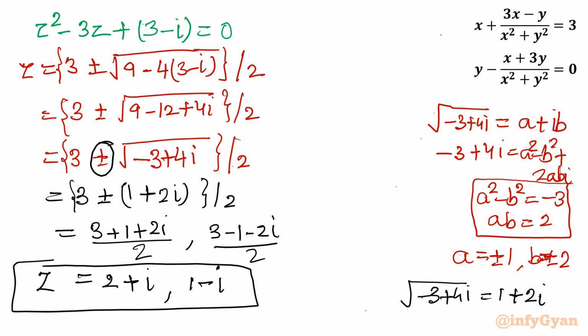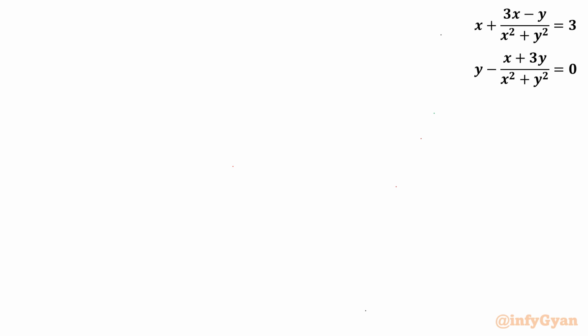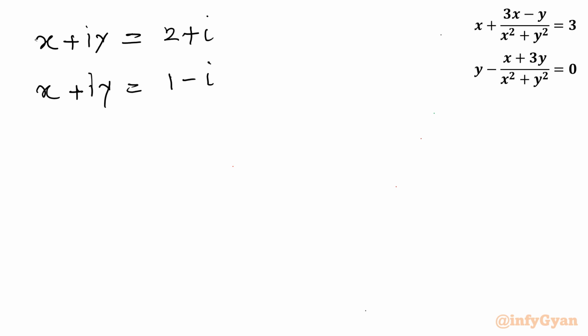Okay. Remember, this is our z. Now what is z? z was x plus iy. So let me write here 2 plus i and 1 minus i. And z was x plus iy. Compare both sides, real and imaginary part.